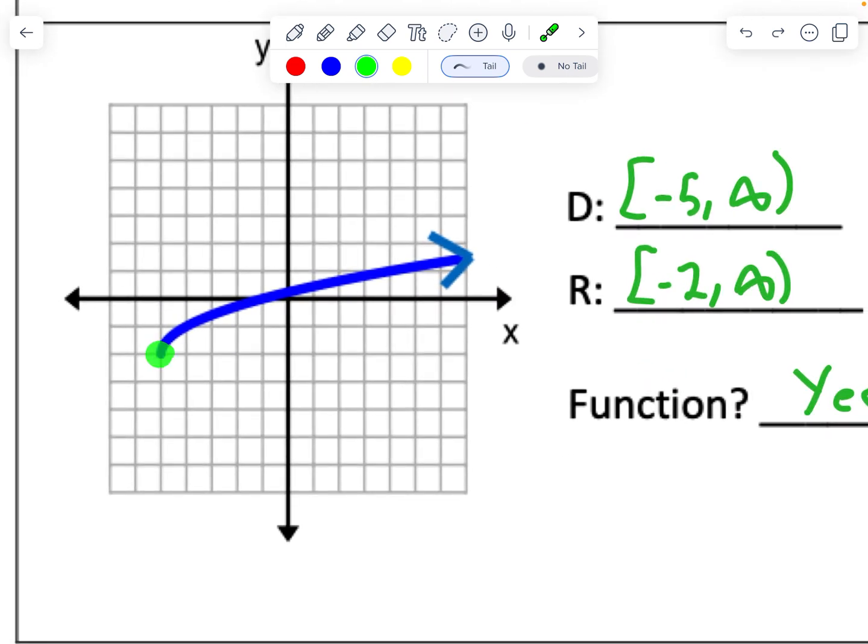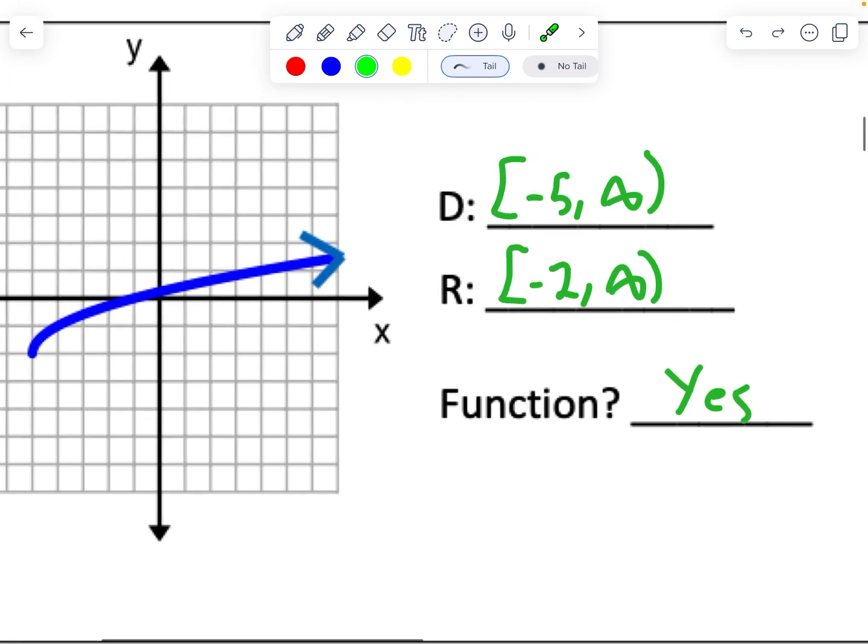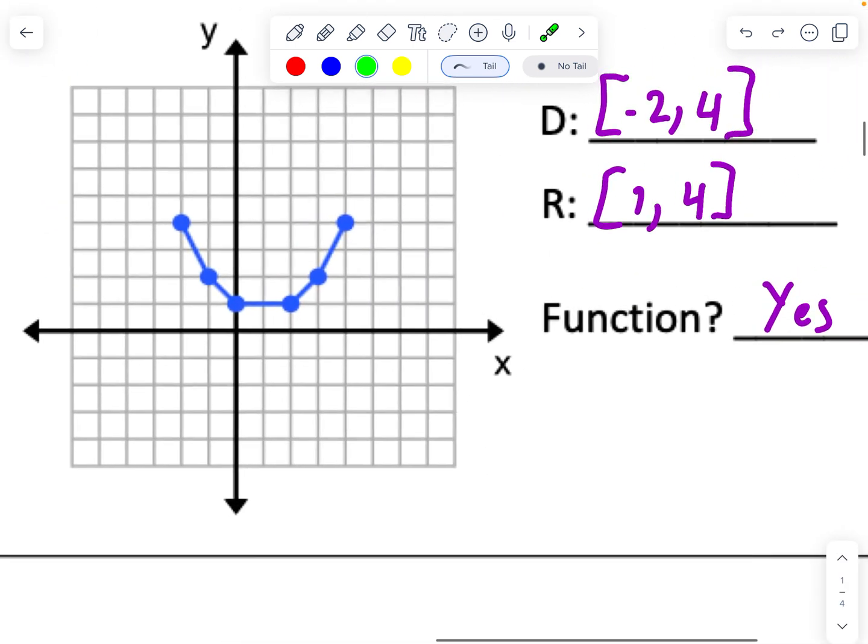Okay, now we do have a starting point here. So our domain goes left to -5, but then it goes right forever. So -5 to infinity. Our range goes down to -2, but from here it goes up forever. This graph is going to continue to go up as it extends out. So the lowest point is -2, and the highest point is forever, infinity. And again, it's a function because it passes the vertical line test.